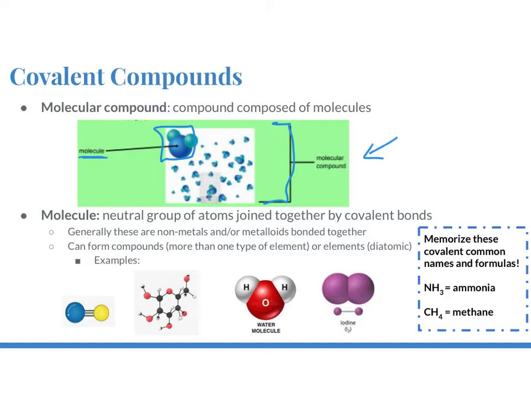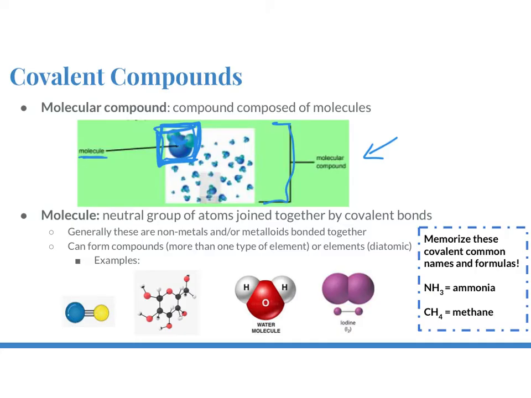A molecule is just this one unit, and this refers to a neutral group of atoms joined together by covalent bonds. So this one molecule of water here is joined together by covalent bonds between your oxygen and your hydrogens. Generally, all of the elements in a molecule are going to be nonmetals and/or metalloids that are bonded together. Generally, we say that covalent compounds and covalent bonds are composed of nonmetals.